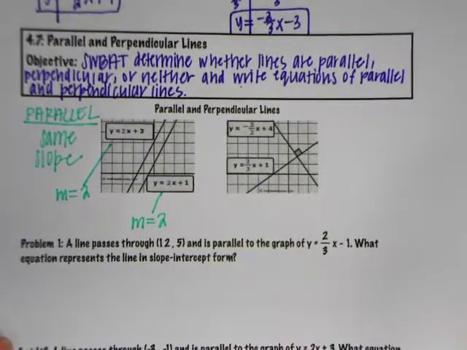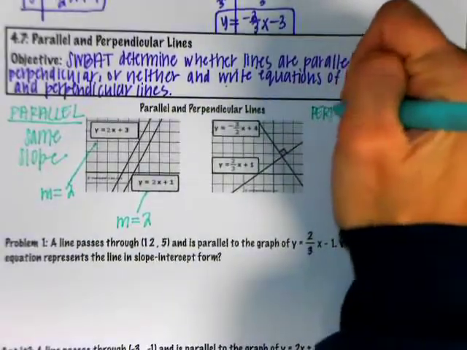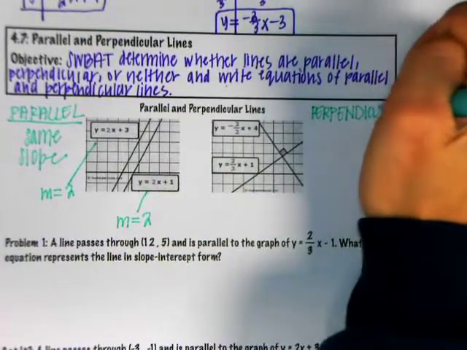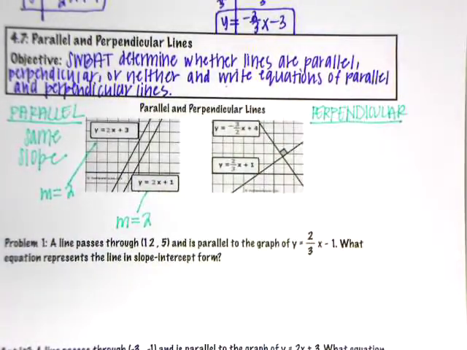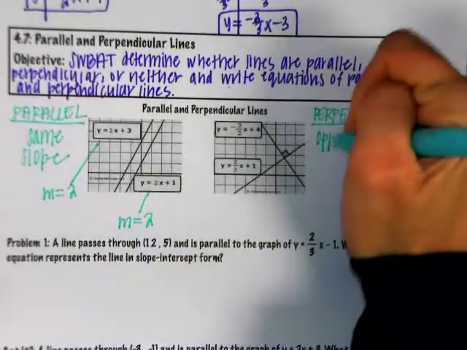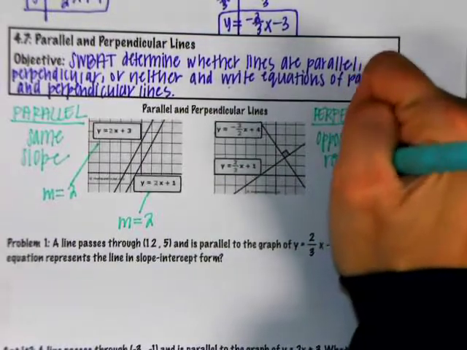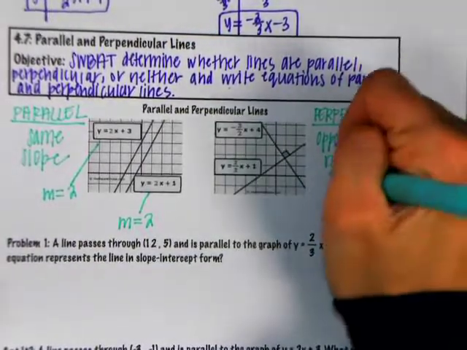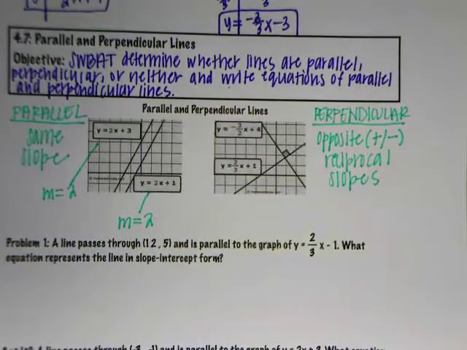Okay, and then perpendicular lines have what we call opposite reciprocal slopes, okay? They're basically the exact opposites of each other. Opposite meaning the signs, so one is going to be positive and one's going to be negative. And then reciprocal, we just went over. Opposite reciprocal slopes.